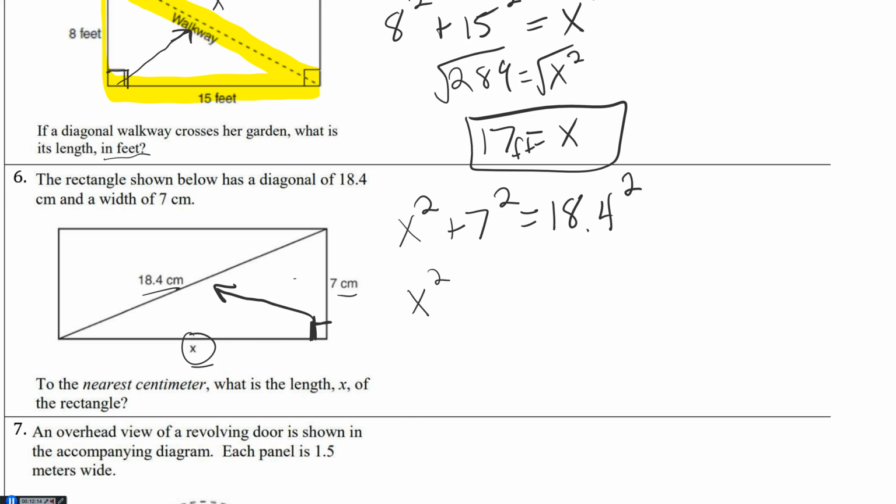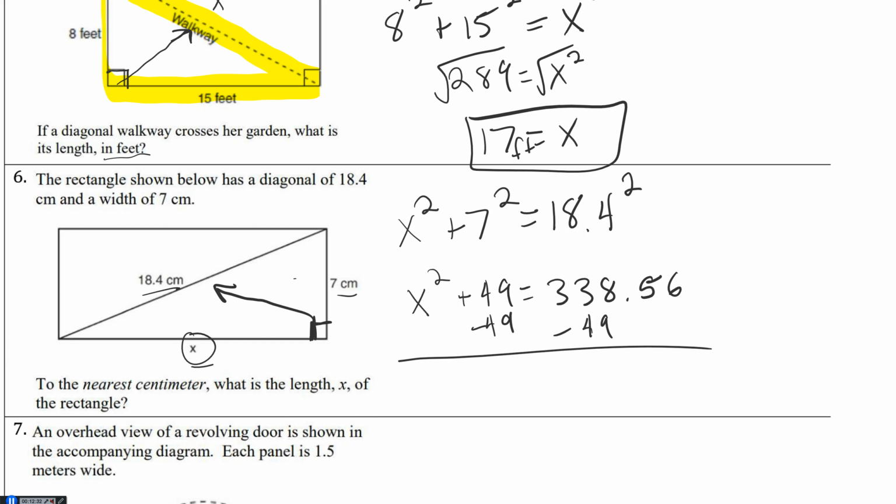So I get x squared plus 49 equals 18.4 squared, which is 338.56. Subtract 49 on both sides, and we followed the same process as before. But you should notice that the number we get now isn't a perfect square anymore. So that when we take the square root to get x by itself, we're going to end up with something that is an irrational number. So we're going to have to round here.